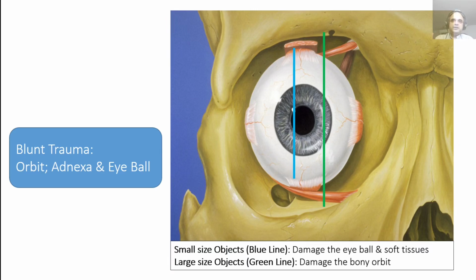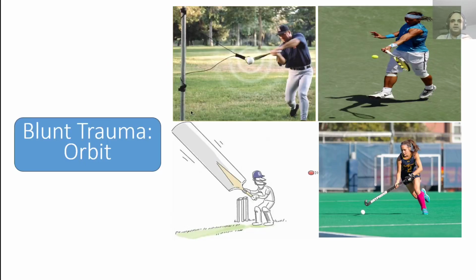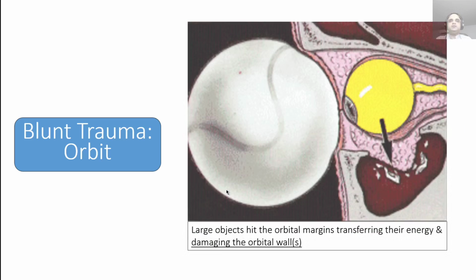But generally speaking, the rule is larger objects, orbit; smaller objects, eyeball. This is blunt trauma to the orbit, and it is caused by larger objects: baseball bats, baseballs, tennis rackets, tennis balls, hockey sticks, hockey balls, cricket bats, cricket balls. And what they do is they tend to transfer their force to the bony orbit. Because of their size, they tend to hit the orbital margins rather than the eyeball. And as they transfer their energy, they can potentially damage any of the orbital walls. And it is the floor that is the one that is most commonly damaged.